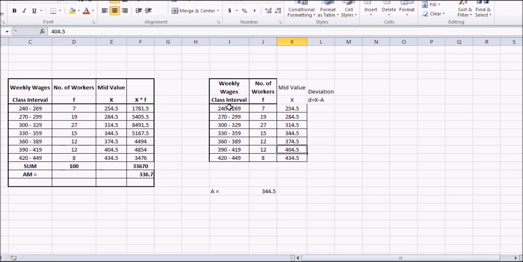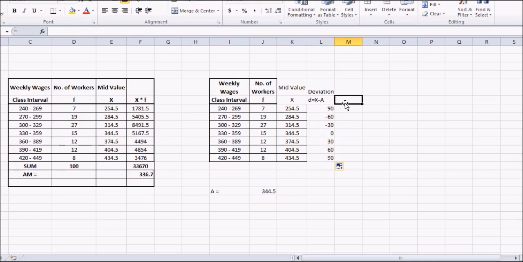Yeah, so now let's calculate the deviation from the actual value. Deviation would be x minus a, and let's fix the place for a by putting the dollar symbol. Yeah, so it is minus 90. The next one would be minus 60. As we know that the classes differ by an interval of 30, we will get the values according to that: 0, 30, 60 and 90. Yeah, so these are the deviations.